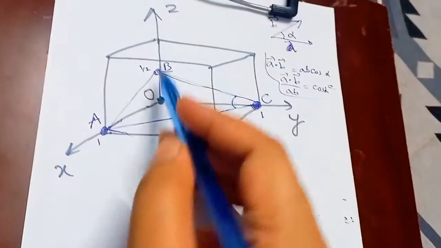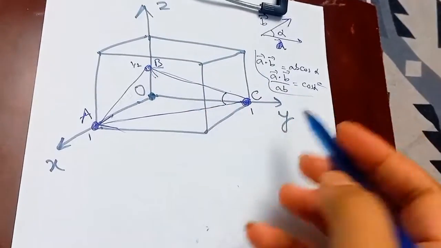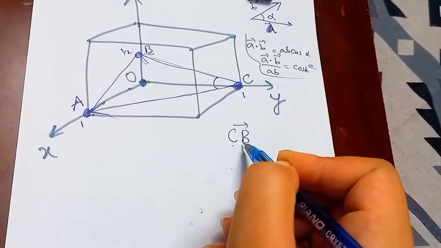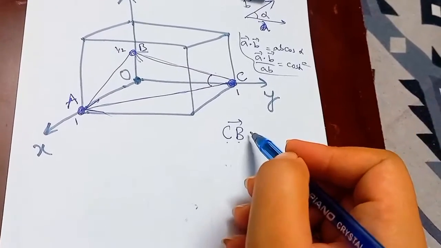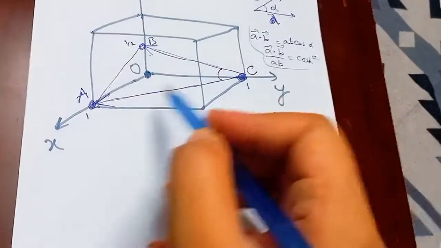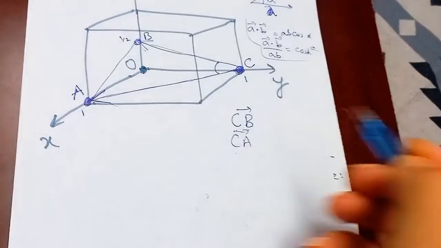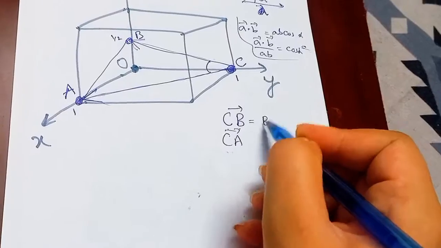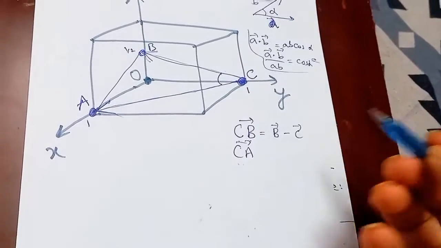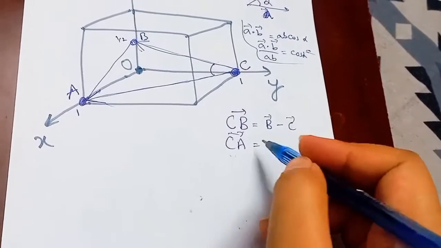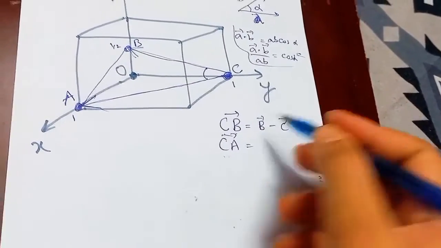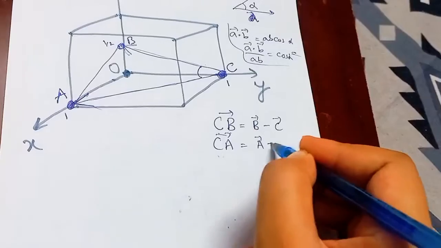What are these vectors? This is tail and this is head. Tail to head is a vector. First tail coordinate, then head coordinate. This is one of the vectors, and another vector is tail head, which is CA. And this vector is given by B coordinates minus C coordinates. Head coordinates minus tail coordinates gives us the vector coordinates. So similarly here head is at A, so A coordinates minus C coordinates.